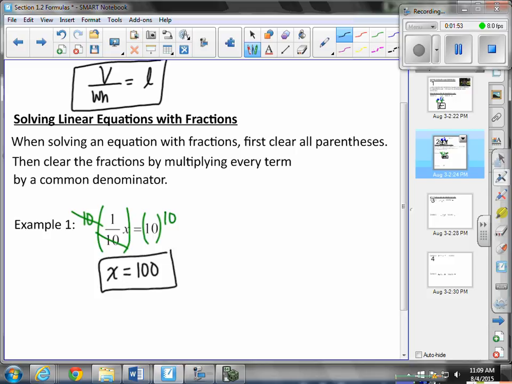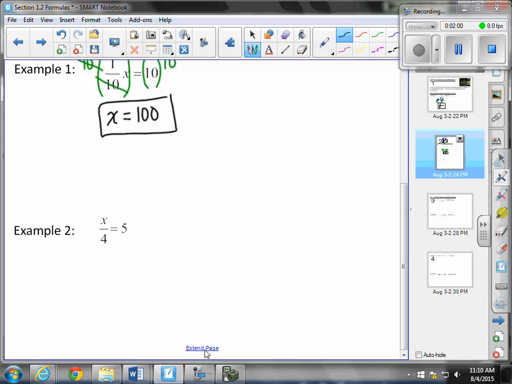In the next example, we have x divided by 4 equals 5. Common denominator here is 4. I'm going to multiply both sides of my equation by 4. 4 divided by 4 cancels, leaving me with x equals 20.